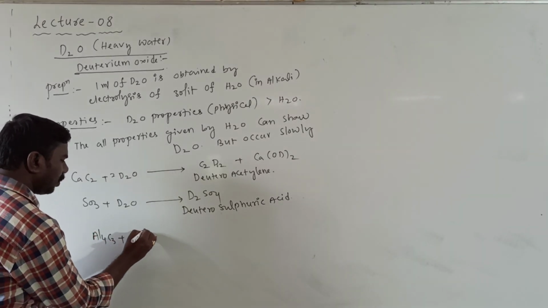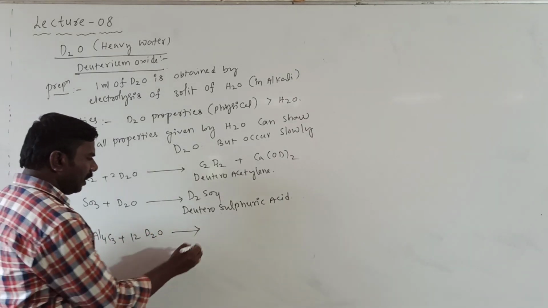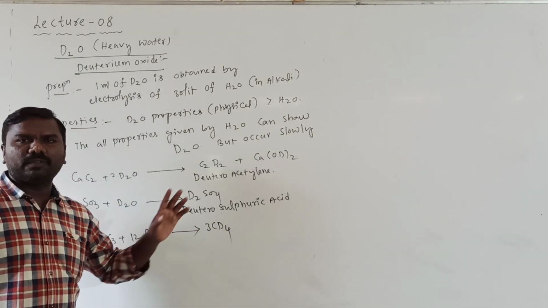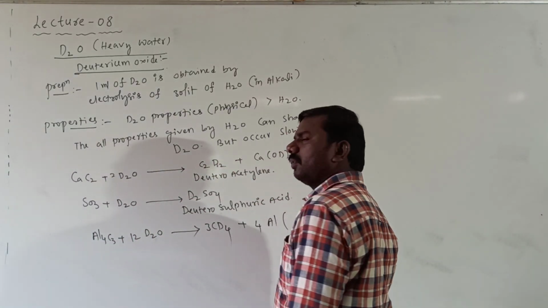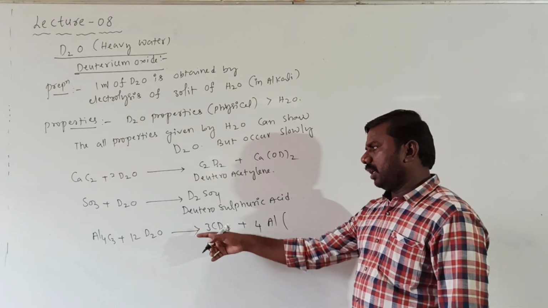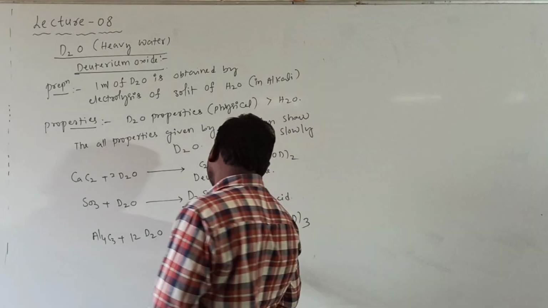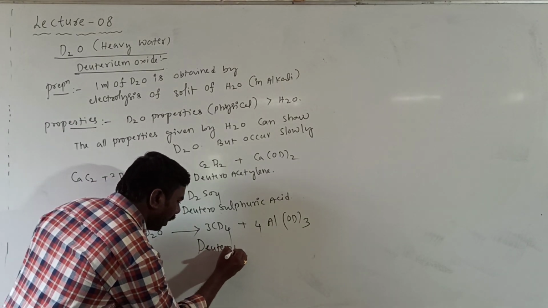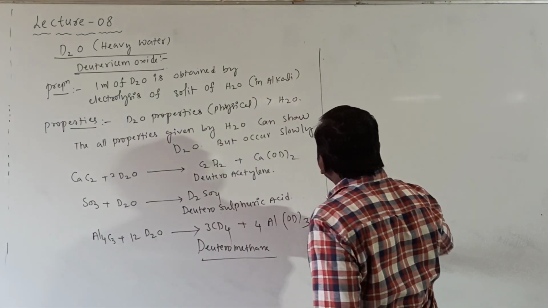Al4C3 plus 12D2O. If you take 12H2O, CH4 will be formed. 3CD4. Actually, if you take H2O, CH4 will be formed. Then 4 moles of Al(OH)3 if you take H2O. I am taking D2O, that's why Al(OD)3. Actually, CH4 is methane, and with deuterium it is called deuteromethane. Deuteromethane. Clear?